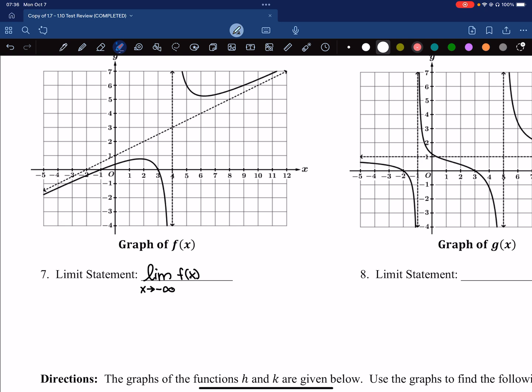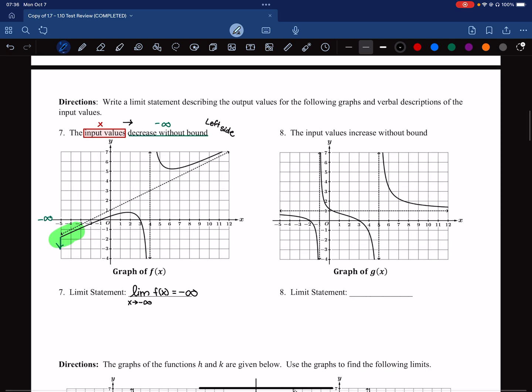As we look at the graph, approaching negative infinity is over here. What are the y values doing on the graph? The y values are going down. That means as we go towards negative infinity, our y values, f of x, are going towards negative infinity. On these, we're making sure that we only write the limit statement that it asks for. We're not writing anything more. I don't want you writing the right side, just the left side.